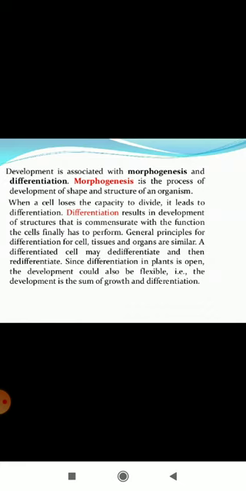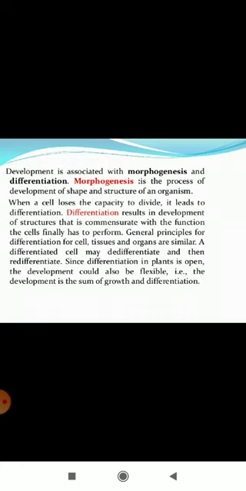So this differentiation results in development of structures that is commensurate with the function the cells finally have to form. So general principles for differentiation for cell, tissue and organs are similar. A differentiated cell may dedifferentiate and then redifferentiate. So here are three processes that you need to understand. First thing is differentiation. Differentiation simply means the maturity and attaining a function of a cell. Those cells, they may dedifferentiate.